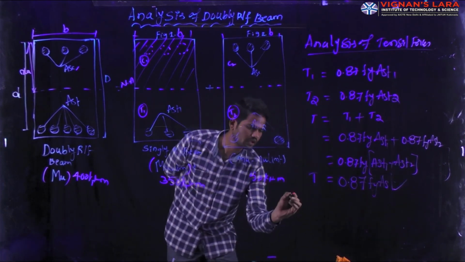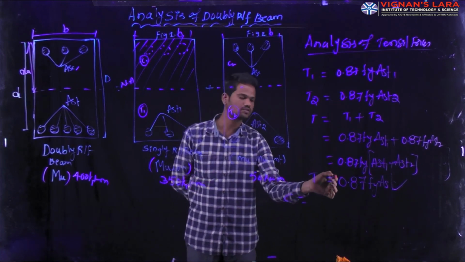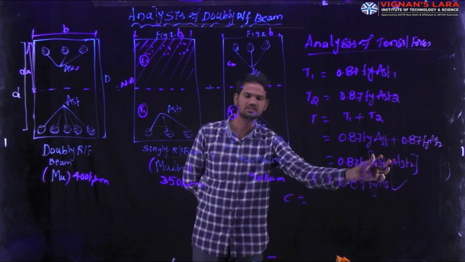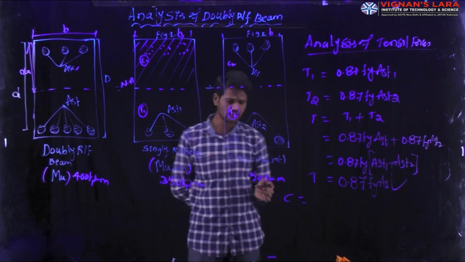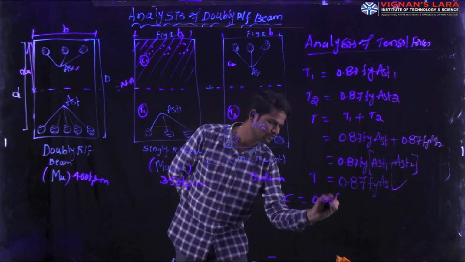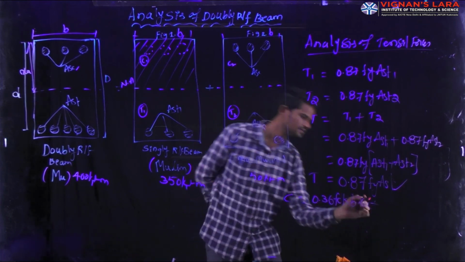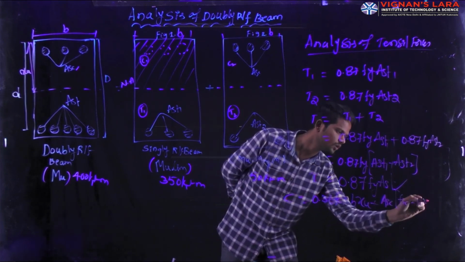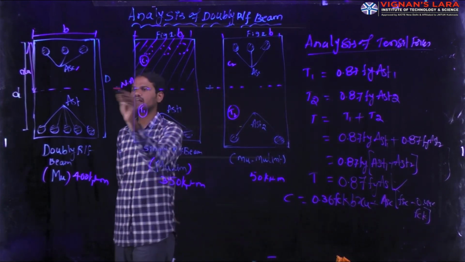As well, I will write the total compressive force also acting on the doubly reinforced beam. The total tensile force acting on the beam equals 0.87 Fy (Ast1 plus Ast2). By the combination of both of these values, we get the total Ast. This total compressive force I am naming as C equals 0.36 fck b xu plus Asc (fsc minus 0.446 fck). This is the total compressive force acting on the beam section.